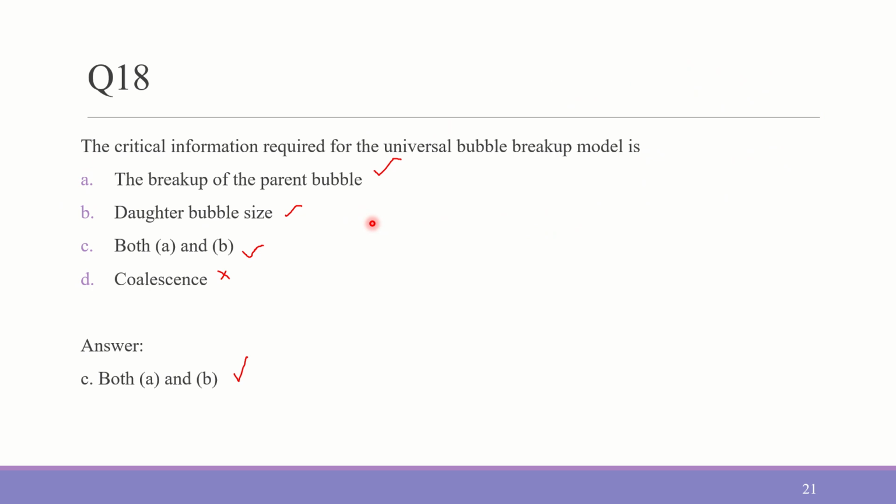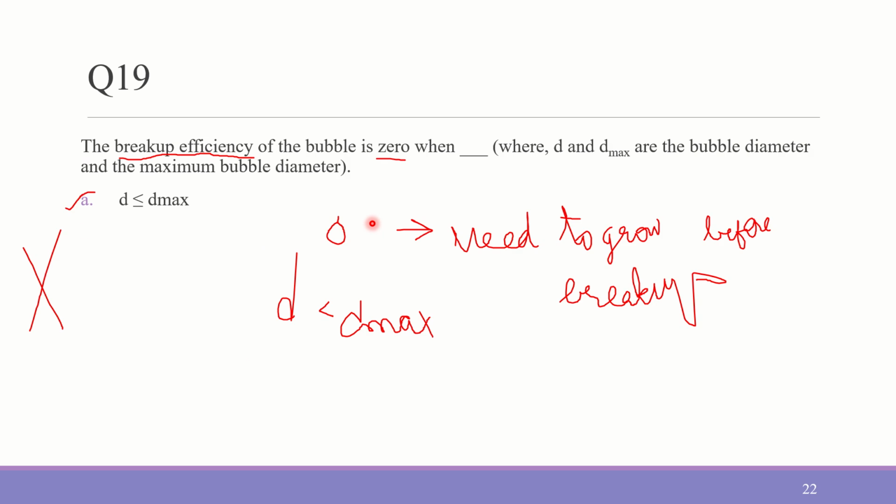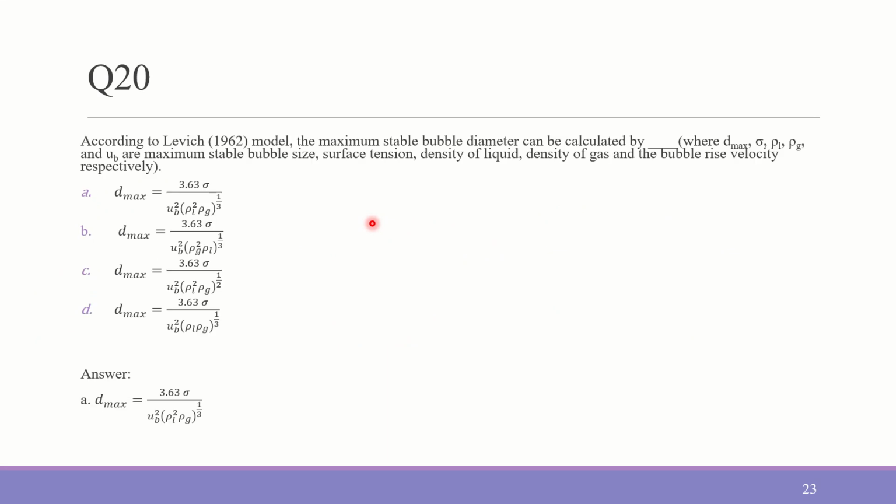So bubble coalescence and bubble breakup is what was covered in this week's lectures. We have seen problems from that and we have covered a few concepts related to it. And if D is less than D max, the breakup efficiency is 0, because D max is the maximum stable bubble diameter. Below that, the chance for the breakup of the bubbles is low or 0. So breakup efficiency is 0. So that is this week's problem.